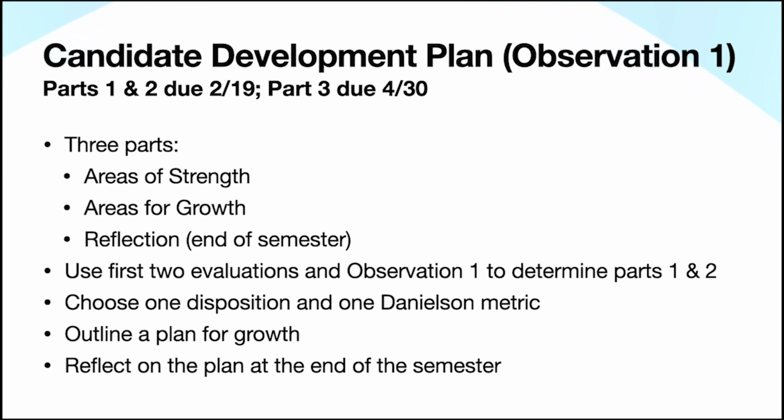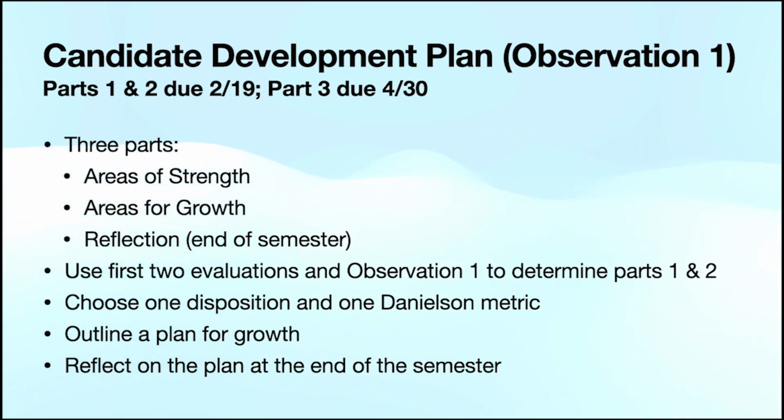It's going to be done in 2 parts. You're going to use the results from your first 2 evaluations, as well as your first observation, to set 2 goals for yourself for the semester. One based on a disposition, one based on one of the Danielson metrics. So on the plan, you're going to outline your reasons or rationale for choosing these goals, and then what is your plan to reach those goals.